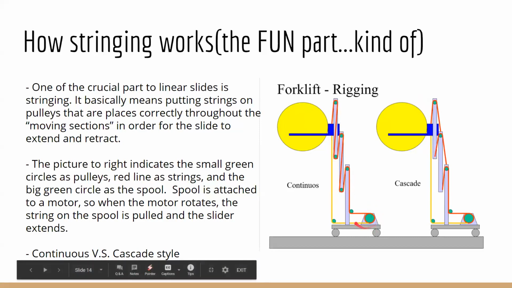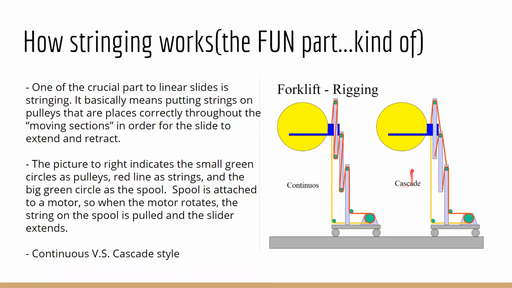Continuous versus cascade slides. A continuous slide uses one set of string, while a cascade slide uses many sets of strings. Continuous sliders, when extended, go up one after another, but cascade sliders, when extended, go up simultaneously. Cascade sliders are faster when extended, but take more torque, while continuous sliders take a little more time to extend, but take less torque.